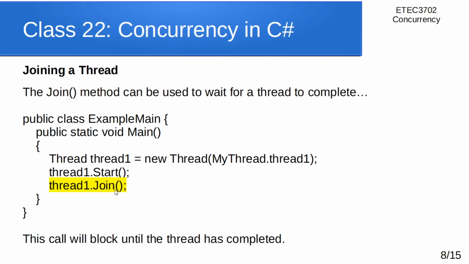Okay, now joining a thread, thread1.join, waits for the thread to complete. It blocks and waits for the thread to complete. In other words, this will start thread1, and then thread1.join will block and wait for it to finish. Again, analogous to what we saw in Python, and analogous to what we saw in pthreads and C++ previously.